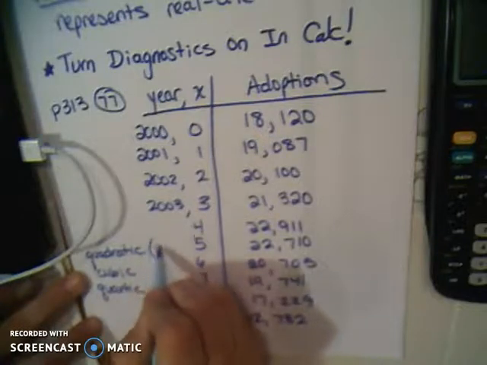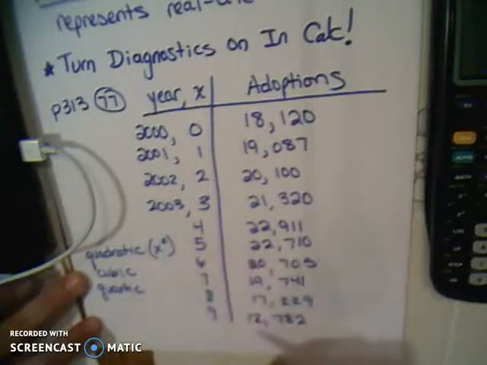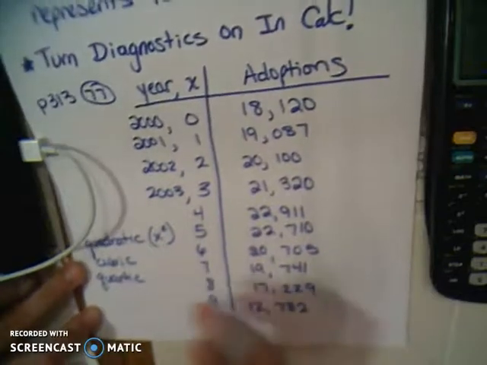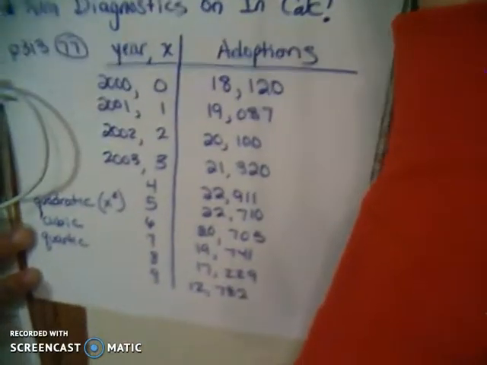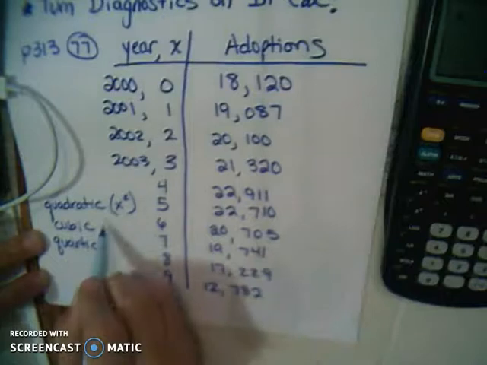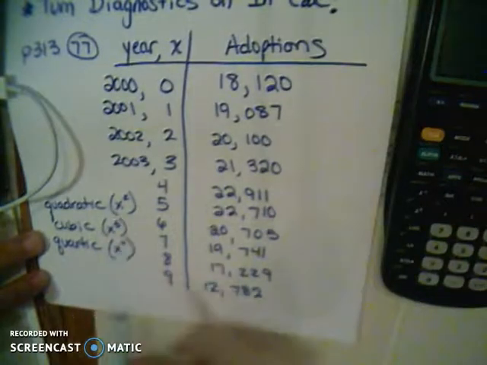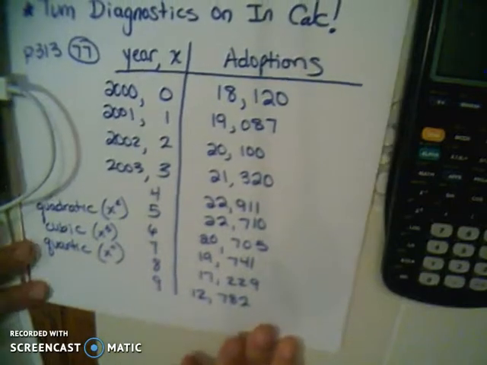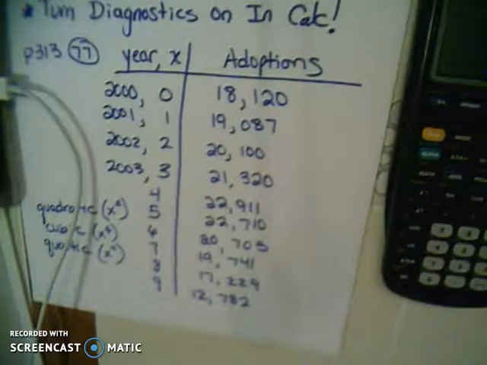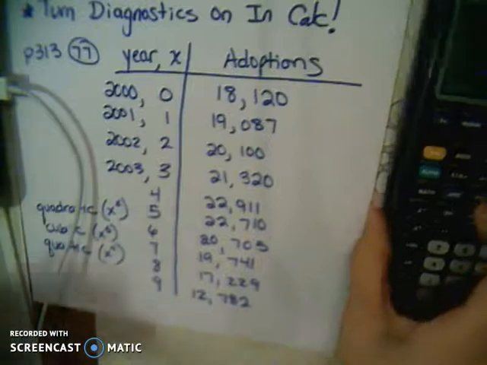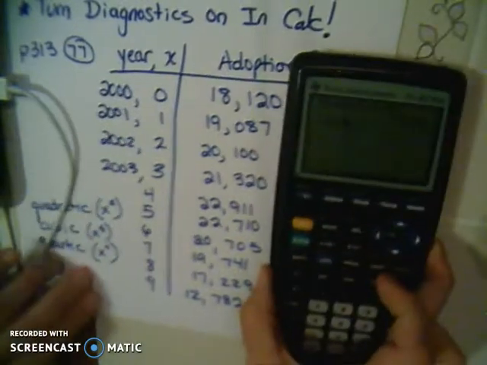A quadratic equation is an equation where we have an x squared. And then a cubic equation is where we have an x cubed. And a quartic equation is x to the fourth. And we have all three of those options in our calculator. So step number one is to get all of this data from this table into the calculator.